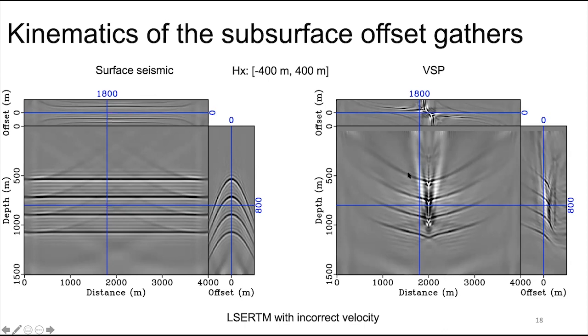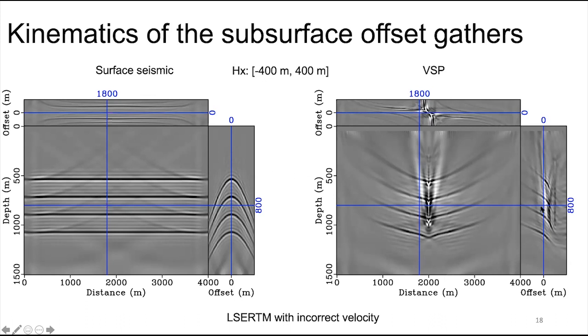More distortions can be observed from the VSP image, although the migration velocity errors are the same for both the VSP survey and the surface seismic survey. This indicates that the VSP data are more sensitive to the velocity errors.